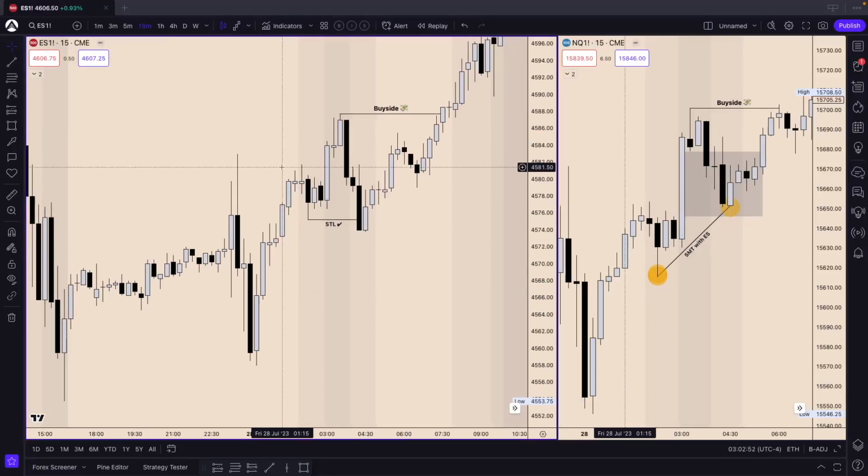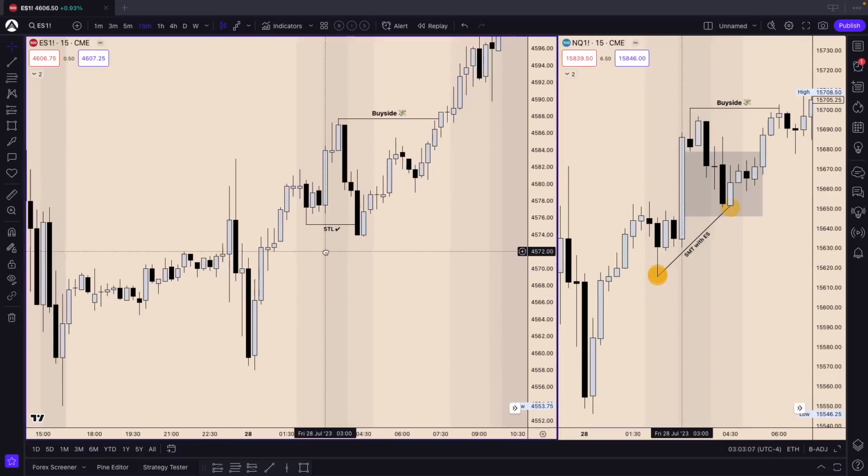So today we will be looking at the SMT divergence, in my opinion the most powerful indicator for smart money concept traders or ICT concept traders, pretty much the same thing in my opinion. So I would say let's just get right into it.